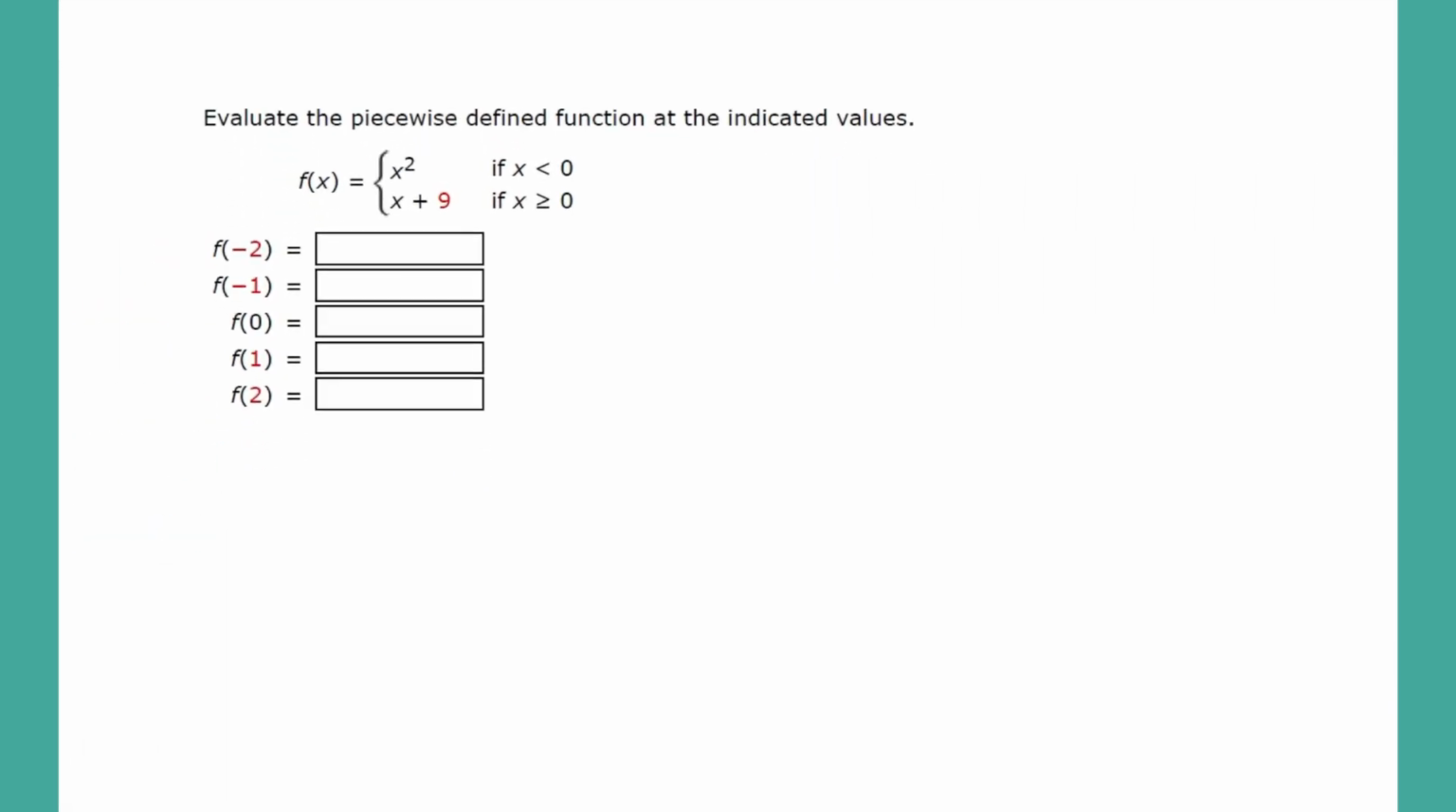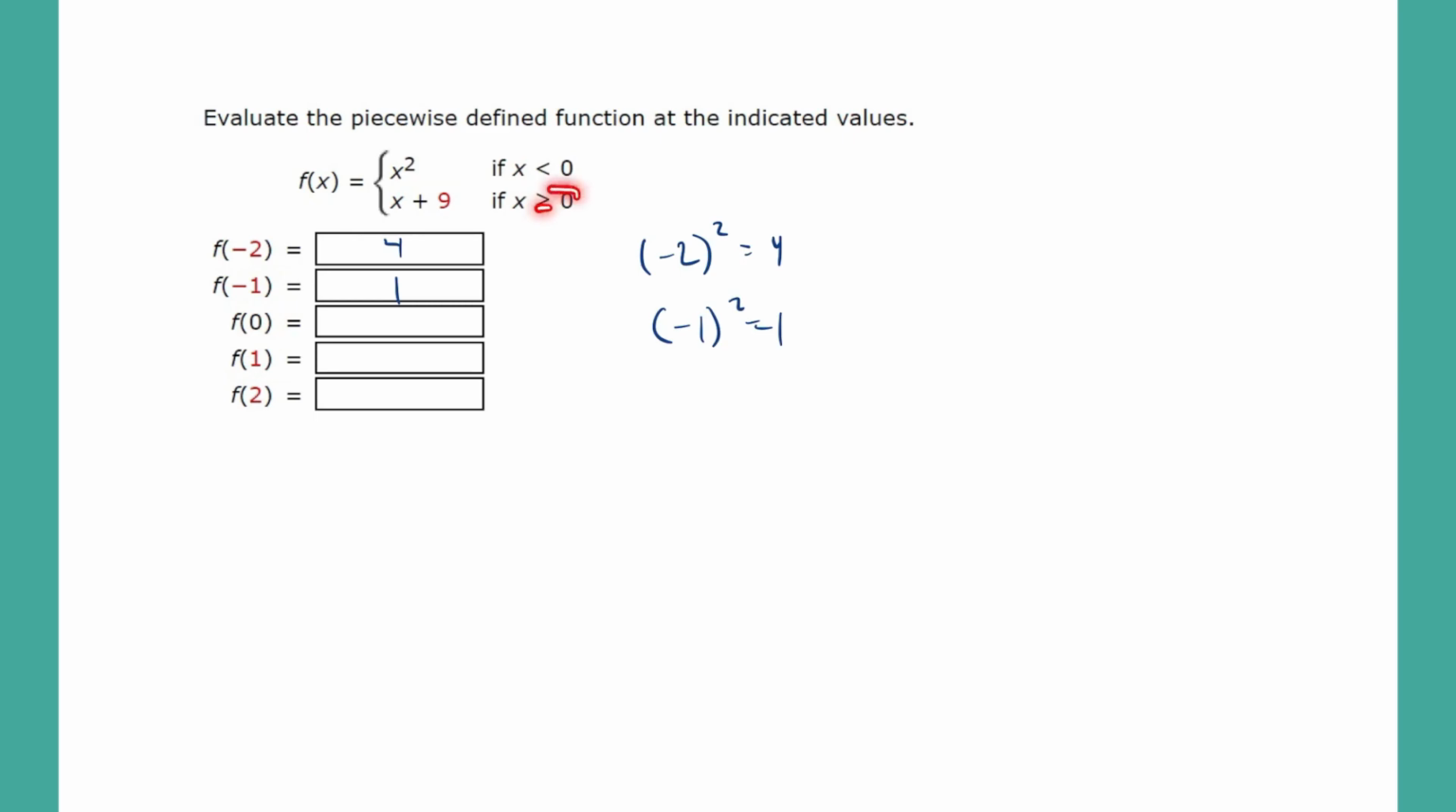All right, for this piecewise function, it's called a piecewise function because it's broken up into two pieces. The first function on the top is defined only when x is less than 0, and the function down below is defined when x is greater than or equal to 0. So for each of these values, you want to see which one applies. -2 is less than 0, so that means you're going to go with the top function. So -2 to the second power is 4. All right, for the next one, -1 is also less than 0, so you're going to also go with the top function. So -1 squared is 1.